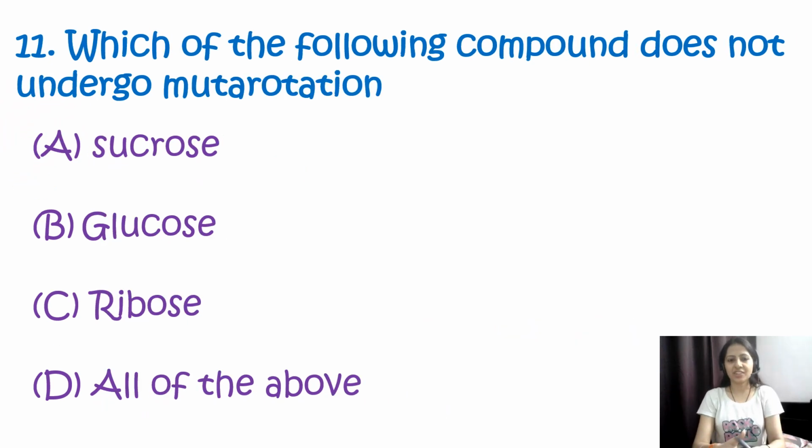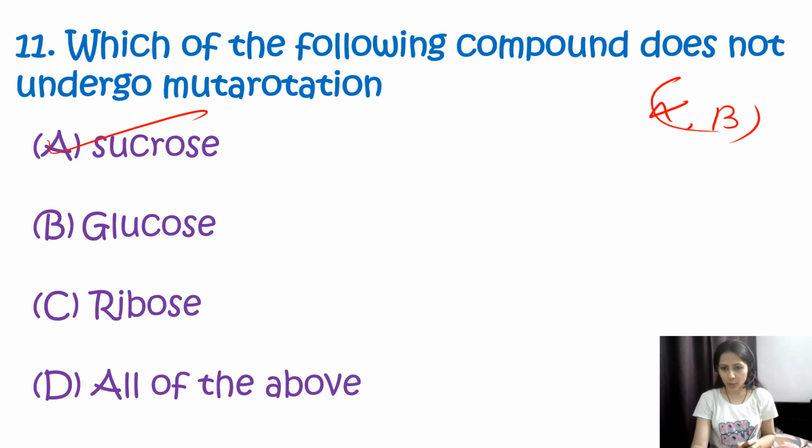So question number 11, which of the following compounds does not undergo mutarotation? Options are sucrose, glucose, ribose, or all of the above. So over here, my correct option is A, that is sucrose. It does not undergo mutarotation. Now, what is mutarotation? Mutarotation is a spontaneous interconversion between two different anomers, the alpha and beta forms of a sugar molecule in an aqueous solution.